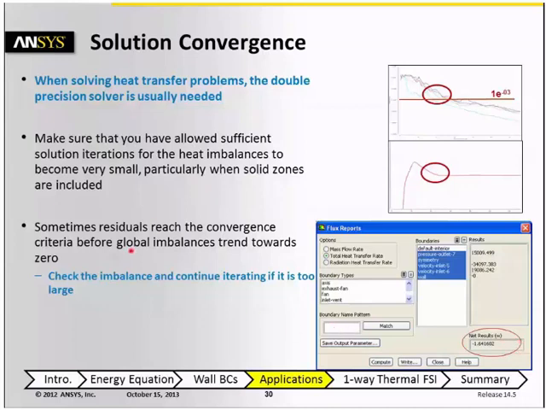If you see that the residuals have reached a convergence criteria before the solution monitors level out, or the net imbalance is small enough, then you want to change the criteria to make it stricter and continue iterating until you achieve an acceptable energy imbalance.